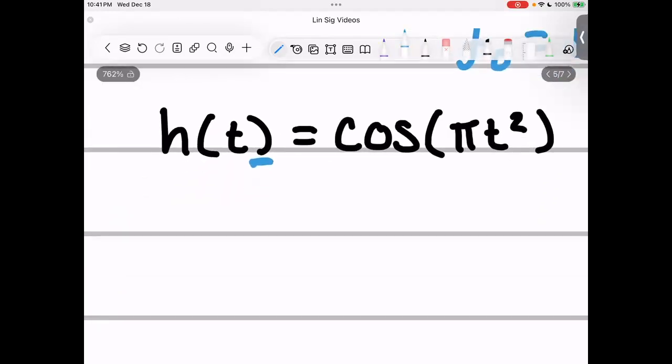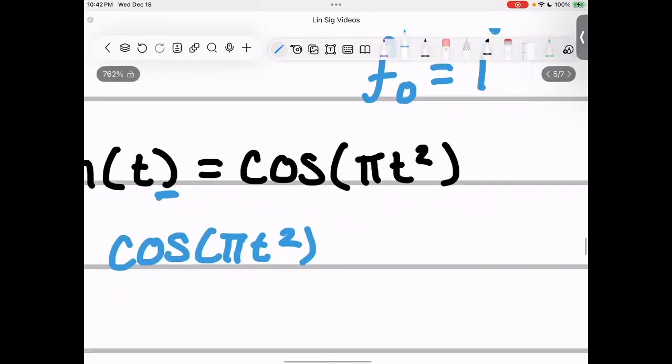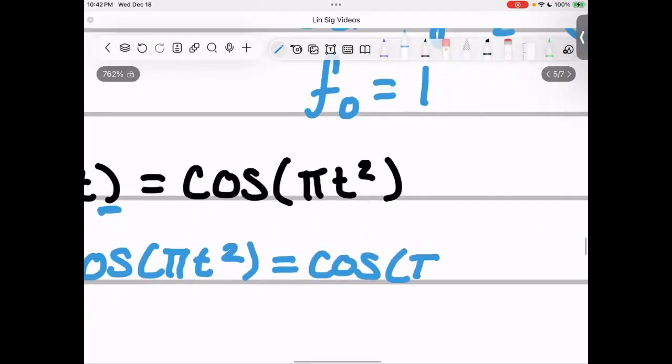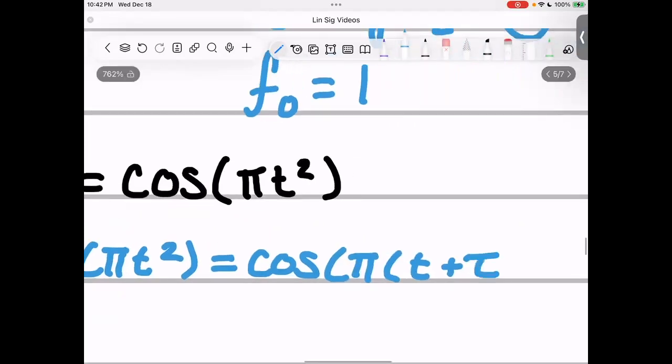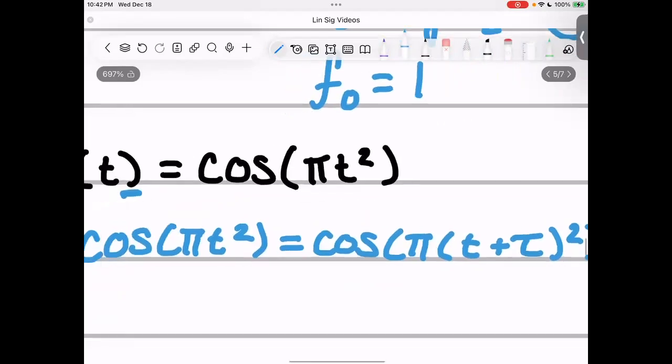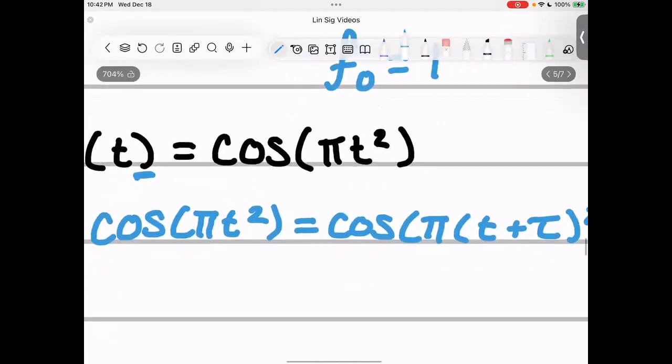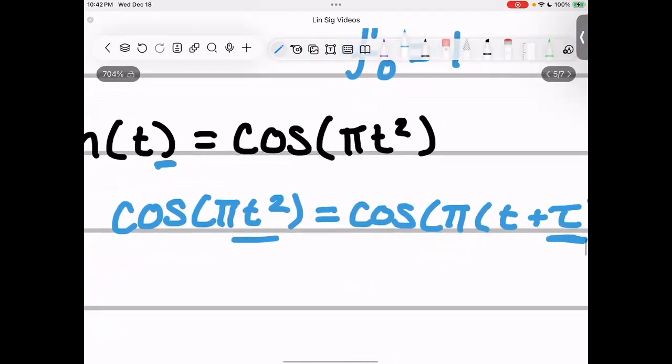The funky thing about this one is that you're trying to get cosine of pi t squared to equal cosine of pi t plus this arbitrary period, basically, squared. And because it's in the continuous domain, there's no number here that we can get to have it equal this. So it's not going to be periodic.